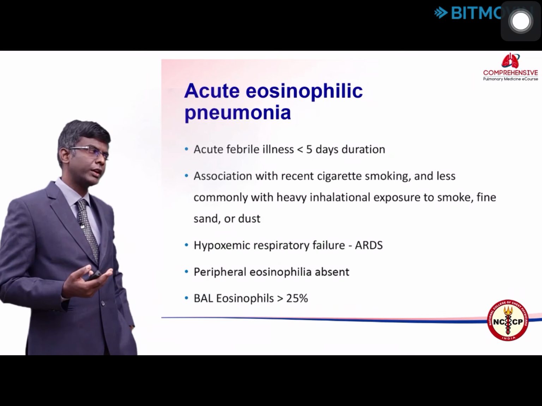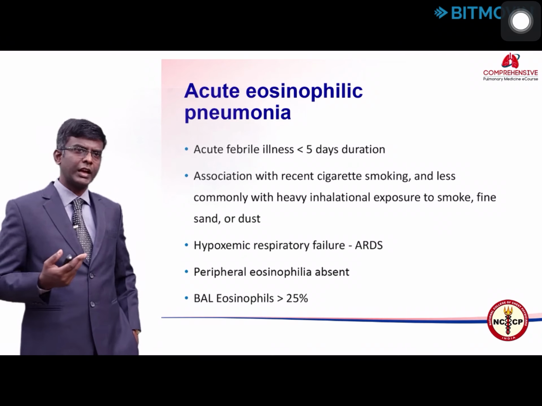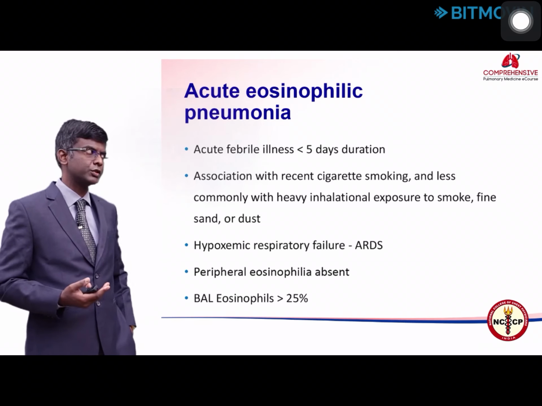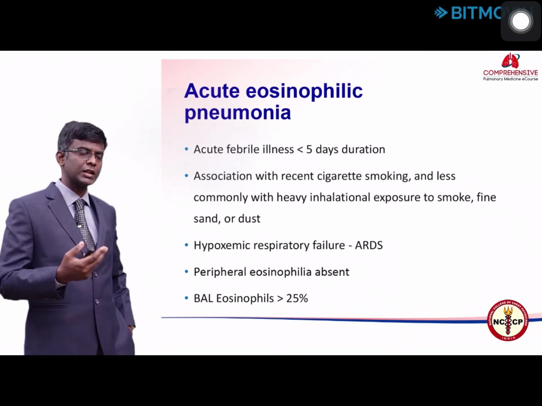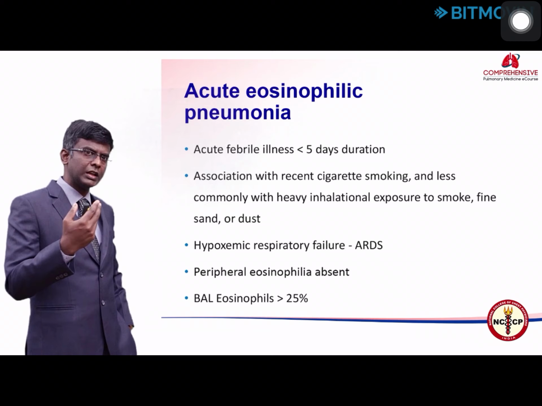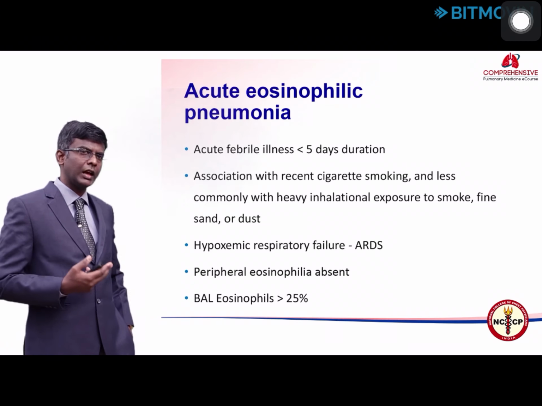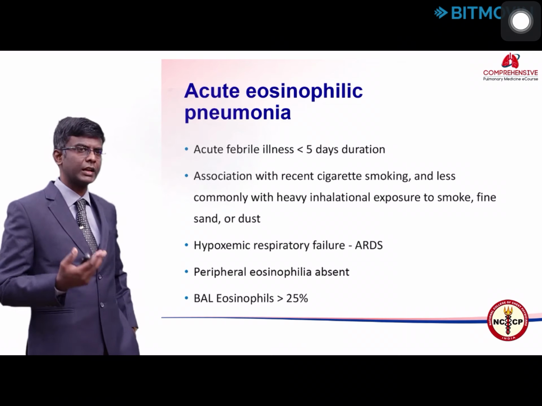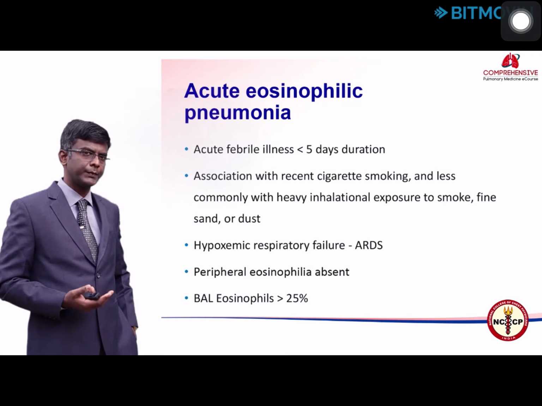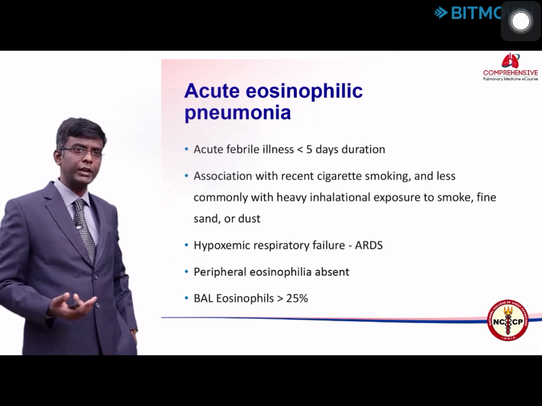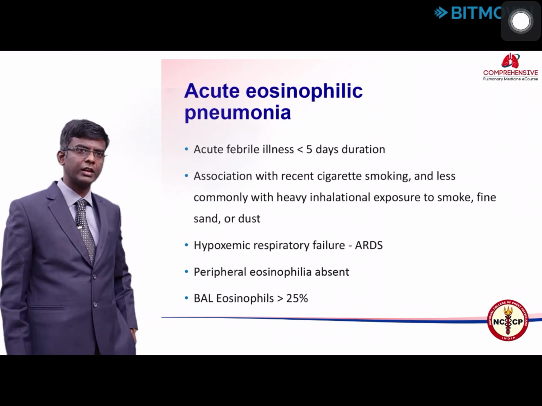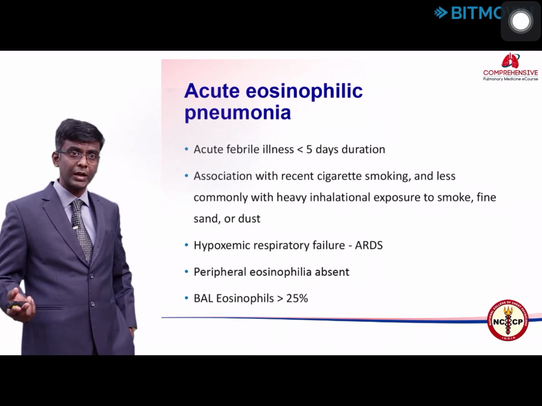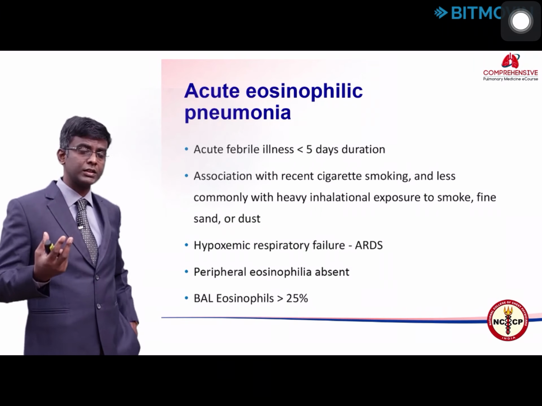Acute eosinophilic pneumonia is the next condition, and it presents with an acute febrile illness of less than 5 days duration. There is some association with recent smoking, and less commonly with heavy inhalation exposure to dust, fine sand and smoke. The patient can progress rapidly to hypoxic respiratory failure and acute respiratory distress syndrome. The peripheral eosinophilia is absent. So, you have to have a high index of suspicion.